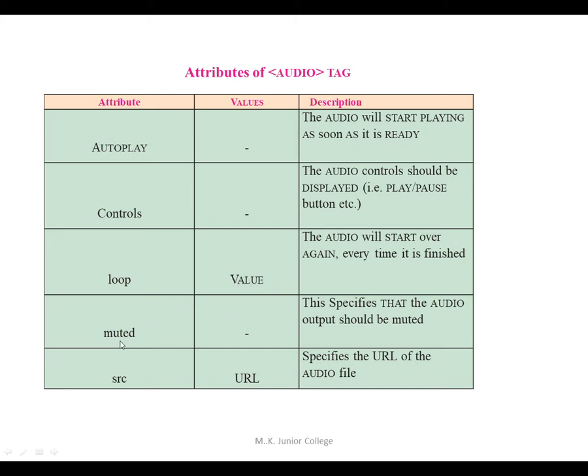Next is muted. It has no value, that means it's a boolean attribute. This specifies that the audio output should be muted, so you won't get any sound because you have added muted as an attribute. Next is src. Src stands for source. You have to mention the source or URL of your audio file in front of src. So these all are the attributes of your audio tag. All the attributes are important for MCQ questions.